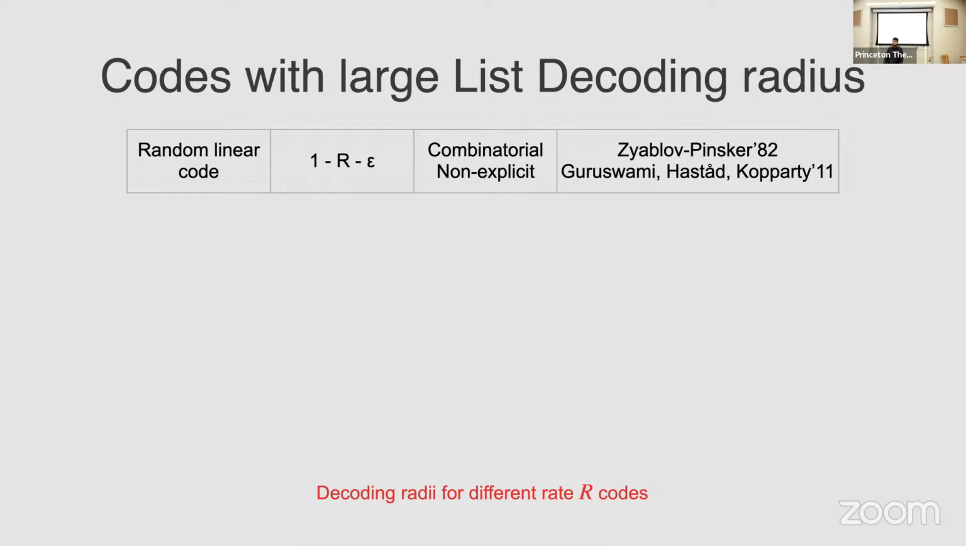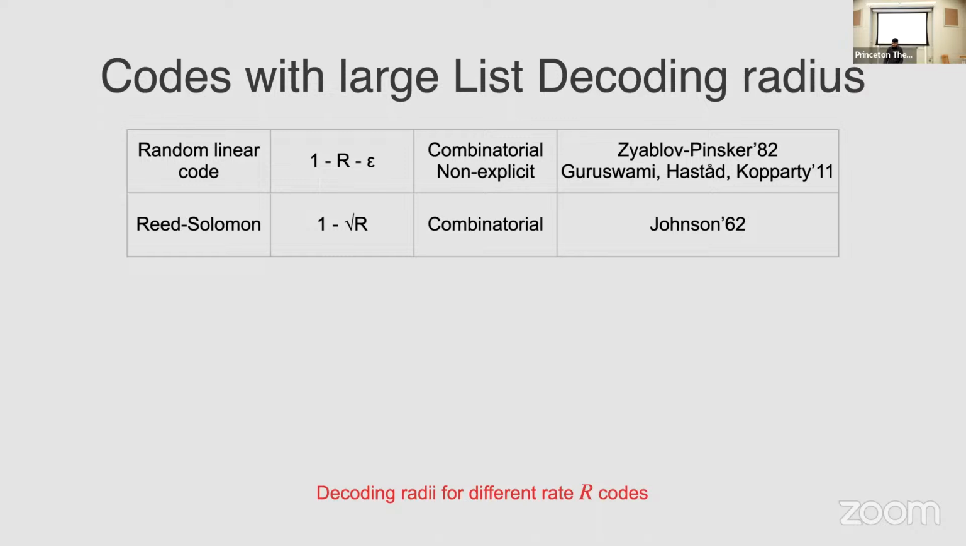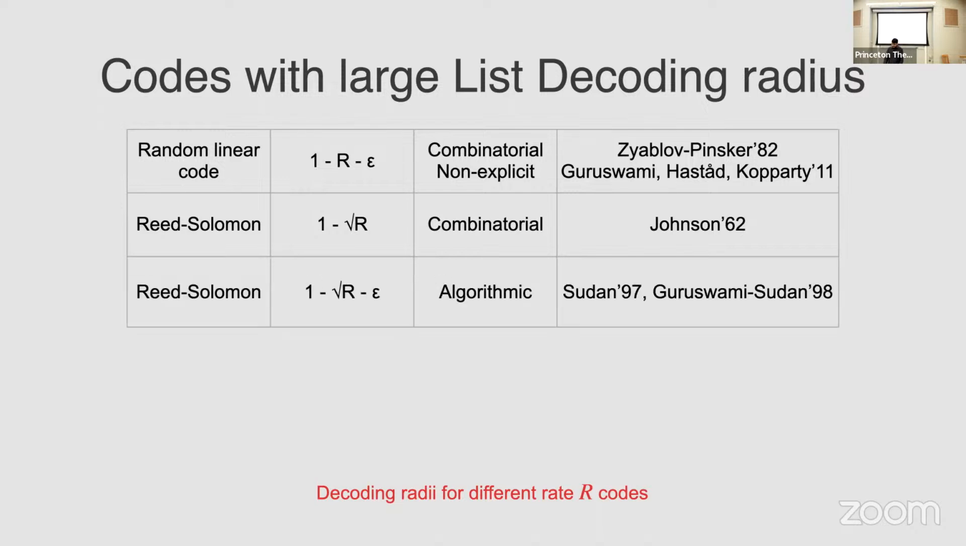These are, of course, non-explicit, and there's very little structure. We don't expect these to come with associated algorithms. And for Reed-Solomon, we saw that getting list decoding radius up to 1 minus square root r is just a consequence of the Johnson bound. And the results of Guruswamy and Sudan say that this can be made algorithmic.